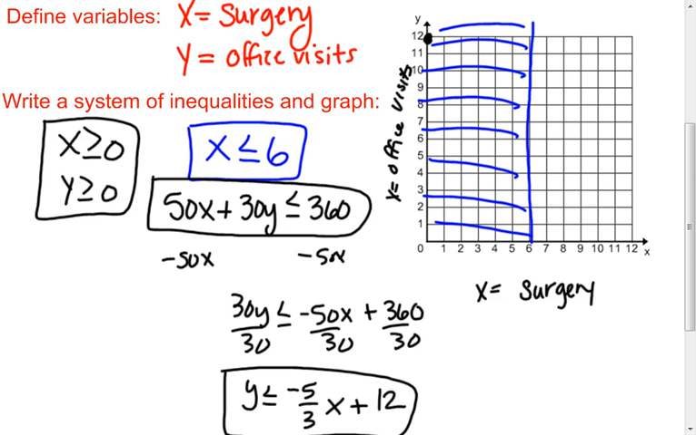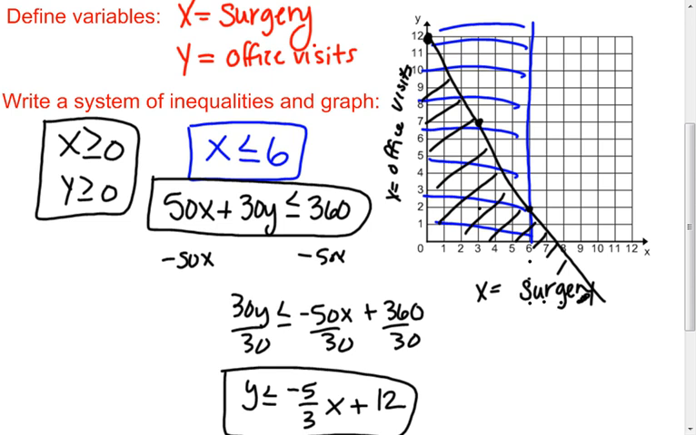So that means I'm going to go down 5, and right 3. Down 5 and right 3. Down 5, right 3. So it'll look something like this. It is underlined, so I will connect it with a solid line, and that's probably a little crooked, but there you go. And it is less than, so I will shade underneath that line.